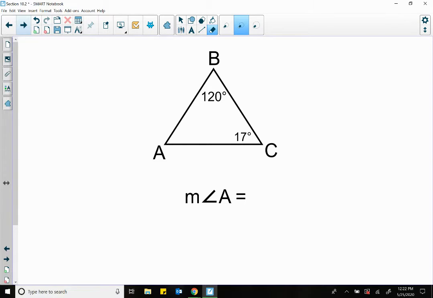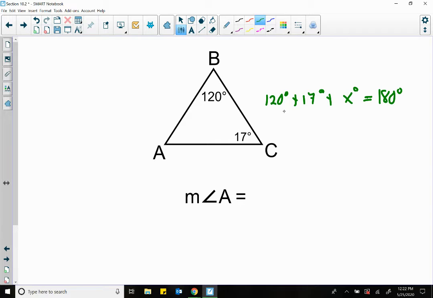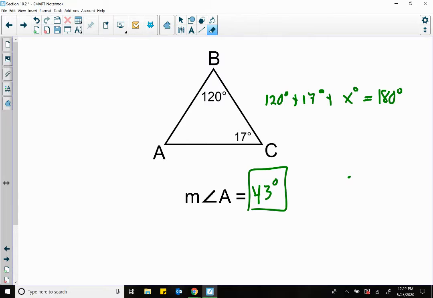All right. So I've given you a triangle here. Pause the video. Find out what is the measure of angle A. Okay. So hopefully you realize that all these angles in here have to add up to 180. So 120 plus 17 degrees plus whatever the measure of angle A is has to equal 180. So all you have to do is subtract 120, subtract 17 from the 180, and you get 43 degrees. Cool, cool. All right. So some of your homework's going to be as easy as this.